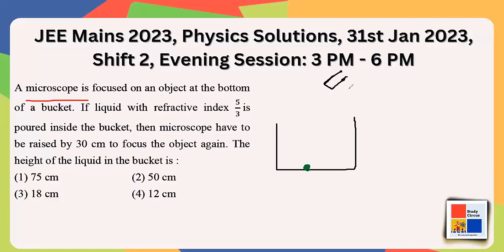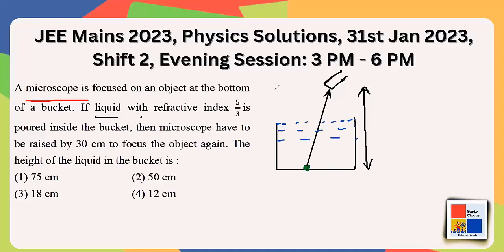So a ray of light emerging from the object was going straight to the microscope, right? So whatever this height is, it has to be maintained so as to focus on the object through the microscope. But what will happen when some liquid is poured in?